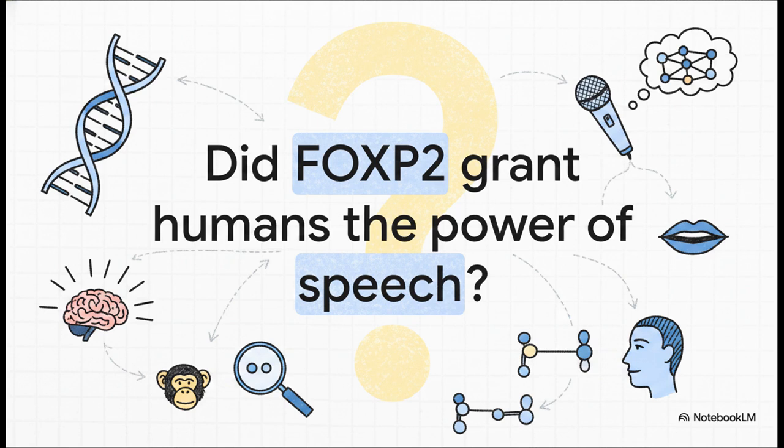I want to leave you with this final tantalizing thought. Researchers found that mice with their FOP2 gene knocked out completely lose their ability to vocalize. When we sequenced the Neanderthal genome, we discovered they shared our exact human version of this FOP2 gene, which has just a 2 amino acid difference from the chimpanzee version.